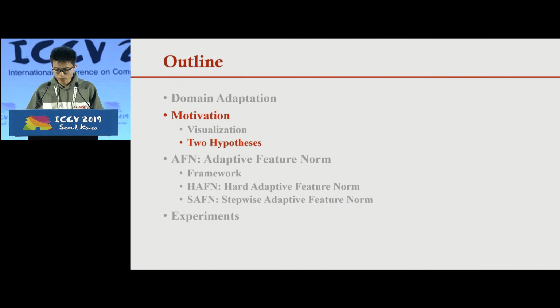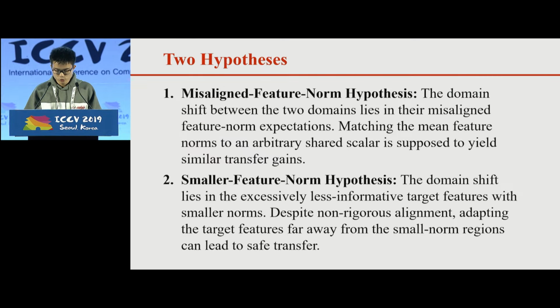However, there are 2 hypothetical interpretations. First, the domain shift might be reduced by just matching the mean feature norms of the 2 domains. Second, the domain shift problem might be mainly the result of excessively small norm target features. Rigorous alignment might be unnecessary.